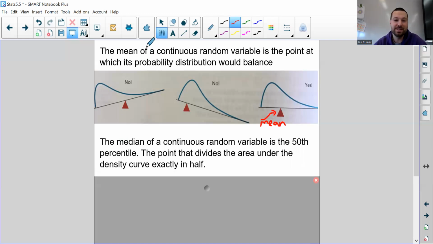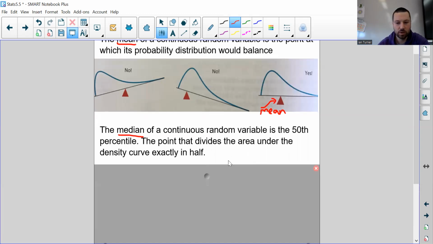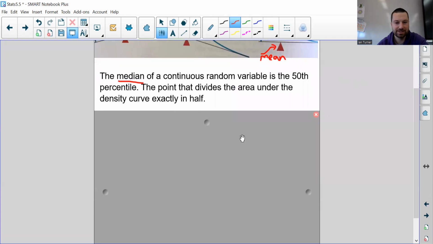Ooh, the median. So now we're going back to mean versus median. Okay, so mean is the balance point. The median of a continuous random variable is the 50th percentile. So it divides the area under the density curve exactly in half. Okay, so your 50th percentile. So think about those poor ITBS kids in Gary, Indiana. Wherever the 50th percentile is would be the median. Okay, good stuff.